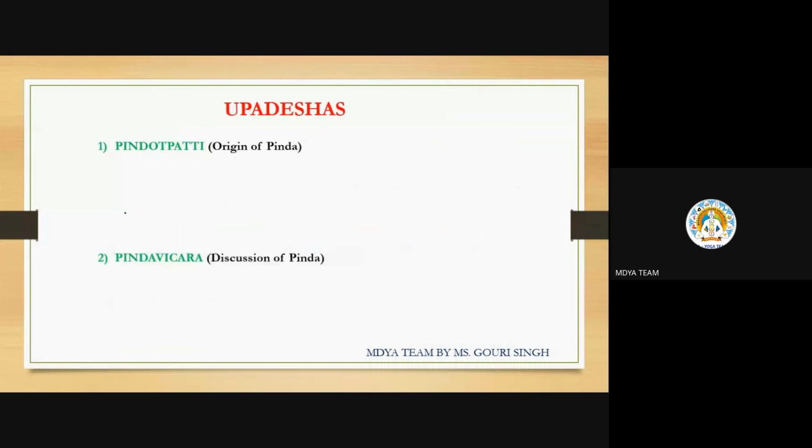There are 6 chapters. Very, very important chapter names. The first one is Pinda Utpatti. The names are very important because in previous year questions we get this type of question: what is the sequence of the Upadesas in the Siddha Siddhanta Paddhati?